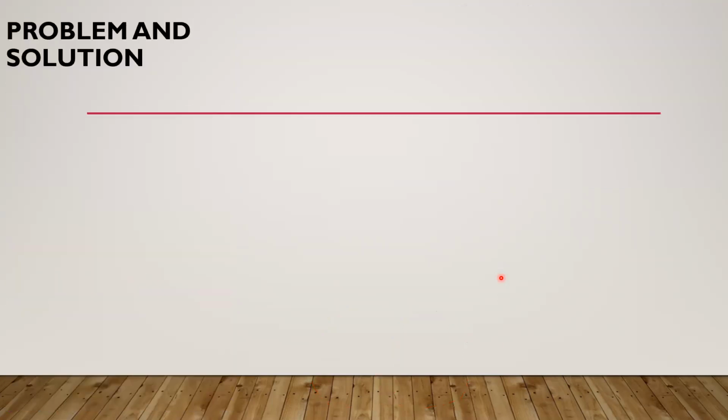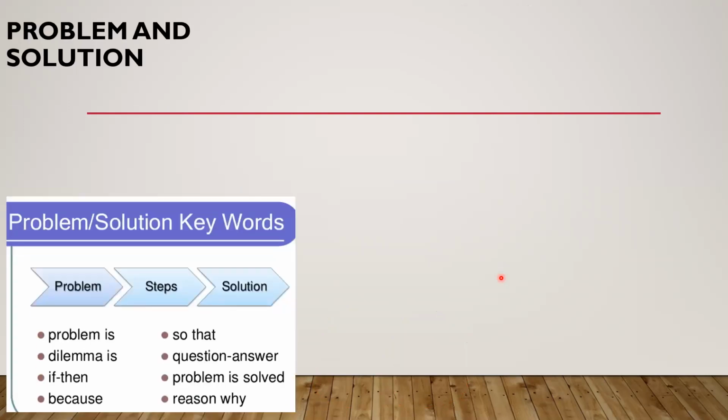So the last one is problem and solution. Problem and solution keywords are problem is, dilemma is, if then, because, so that, question, answer, problem is solved, reason why. You won't really look for keywords. If you do not find keywords, there is another approach that you will take.